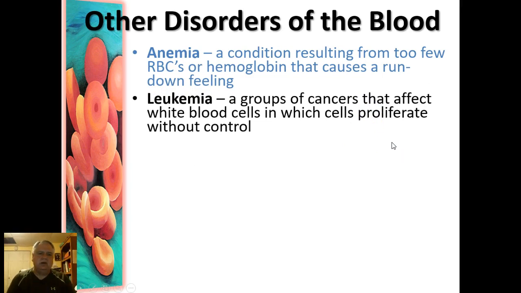Next, we have leukemia. Leukemia is actually a group of cancers, various types, depending upon what type of white blood cells are affected. But the white blood cells are affected in such a way that they begin to proliferate or grow rapidly without control. So the number of a particular type or group of white blood cells rapidly increases.